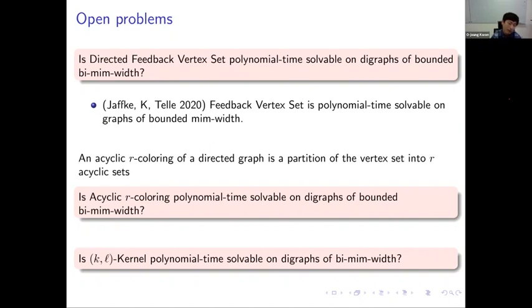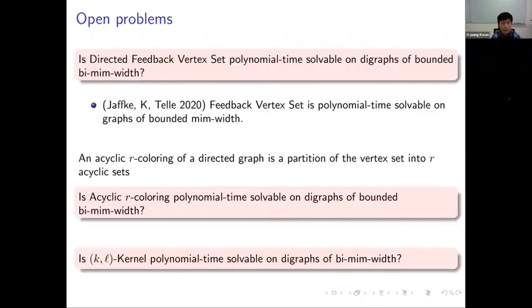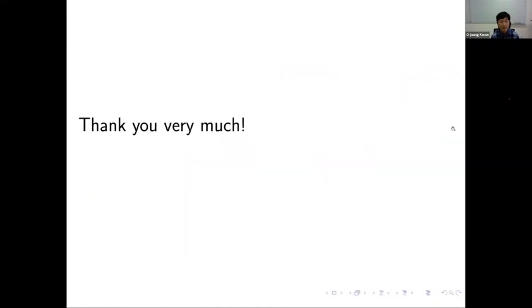And another famous kind of coloring on digraphs is acyclic r-coloring, which is the partition of the vertex set into acyclic sets. We pose an open problem whether this can be solved in polytime on digraphs of bounded mim-width. And also for the KL-core, as I discussed before. Yes. And the last, probably I already passed the time. Okay, so thank you very much.